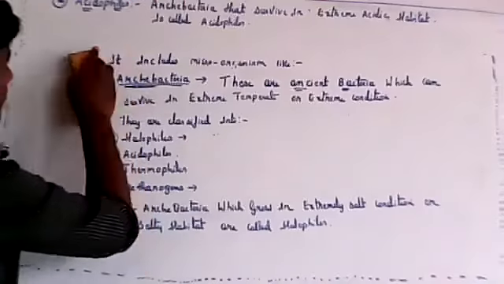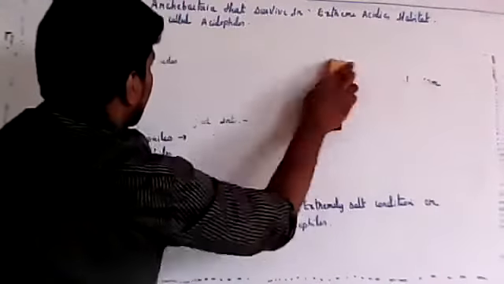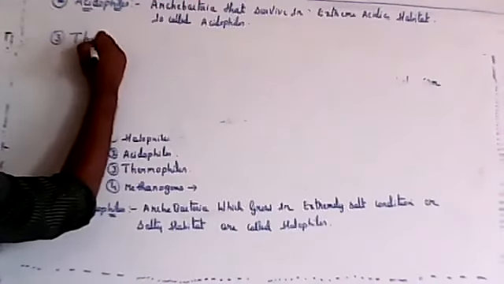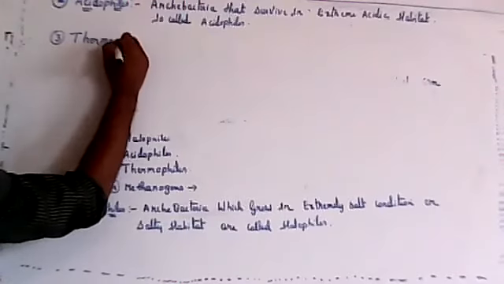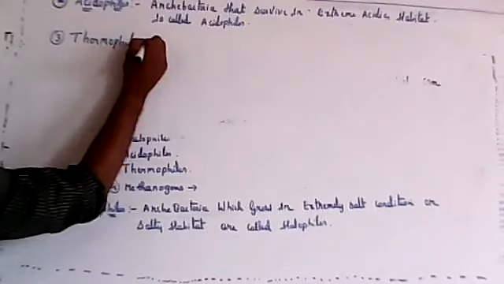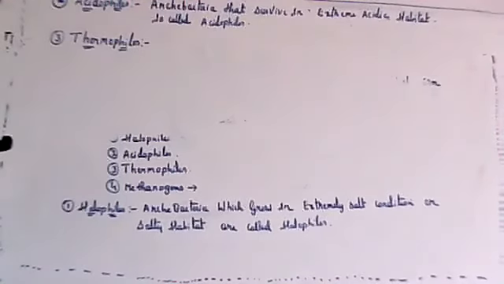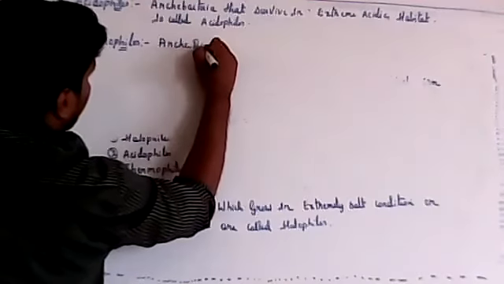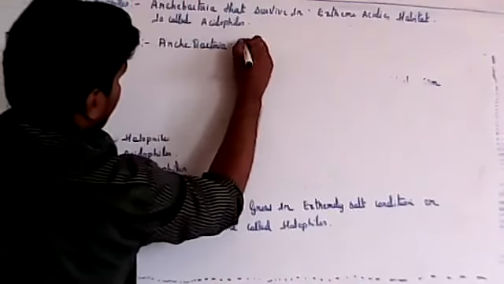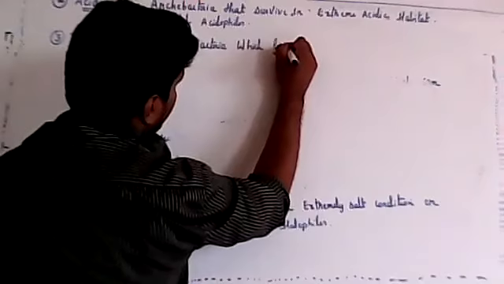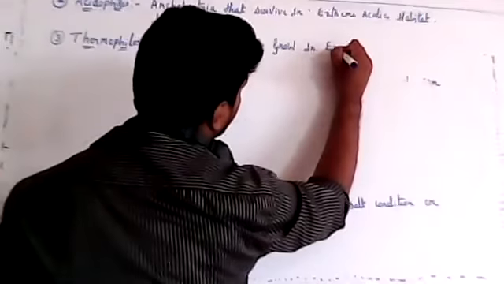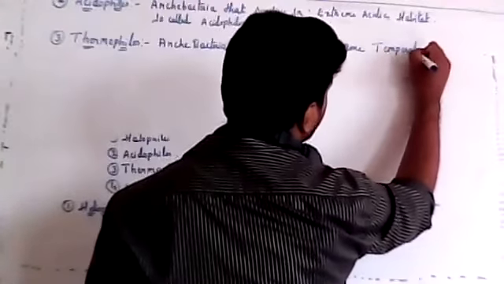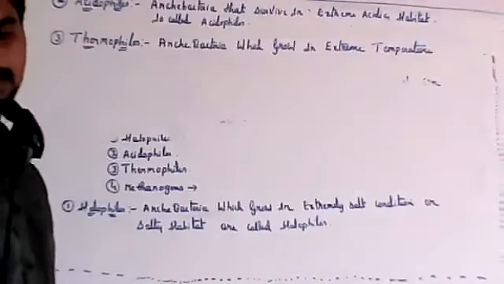The third one is thermophiles. For 1 mark, they can ask in the exam what is the meaning of thermophiles, acidophiles, or halophiles. Thermophiles are archaebacteria which grow in extreme temperature, above 100 degrees Celsius.